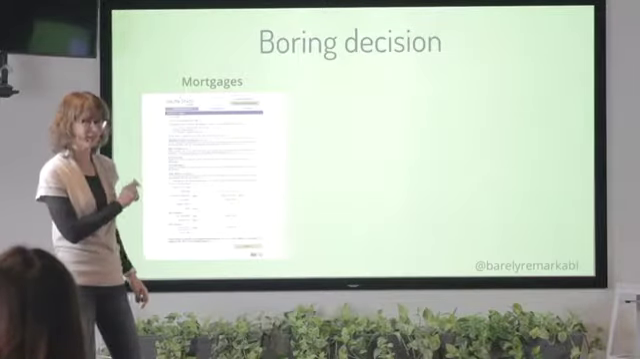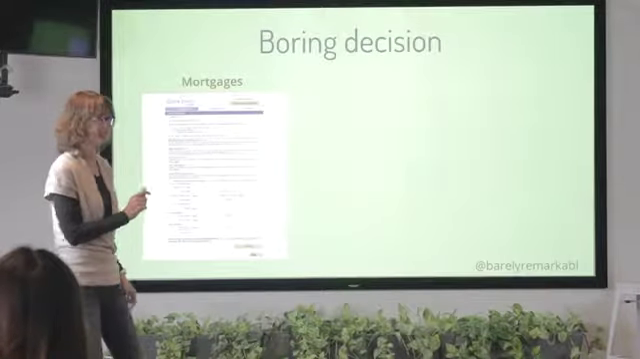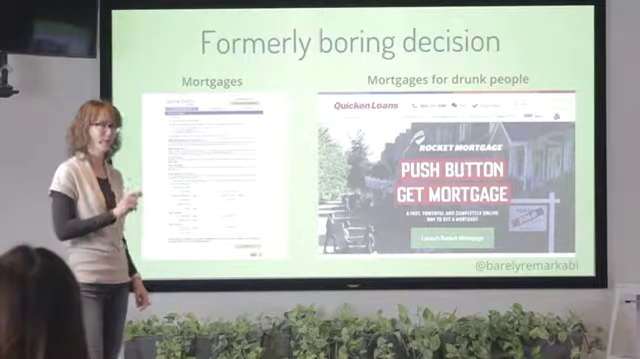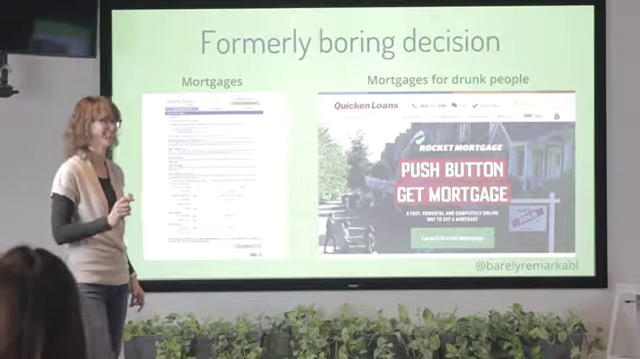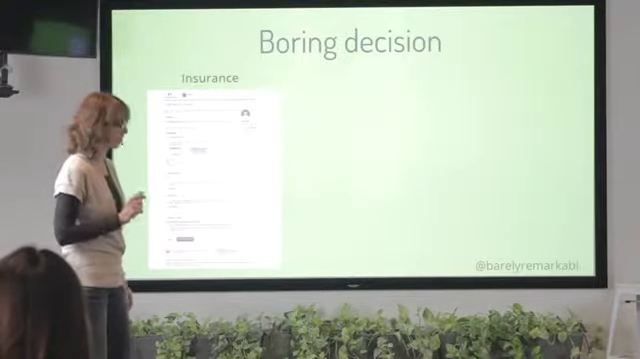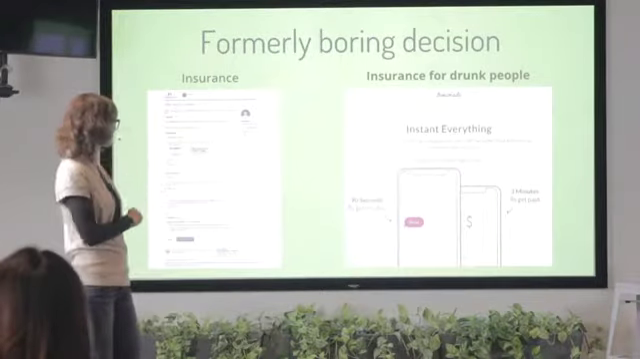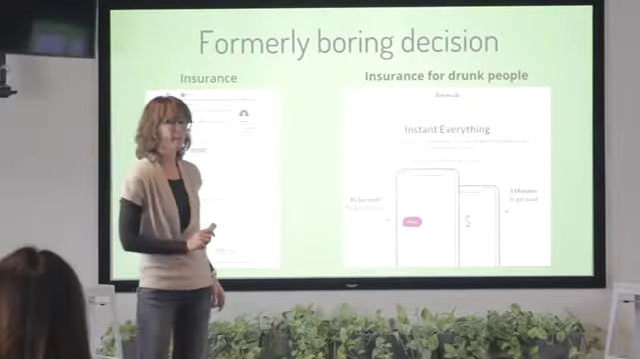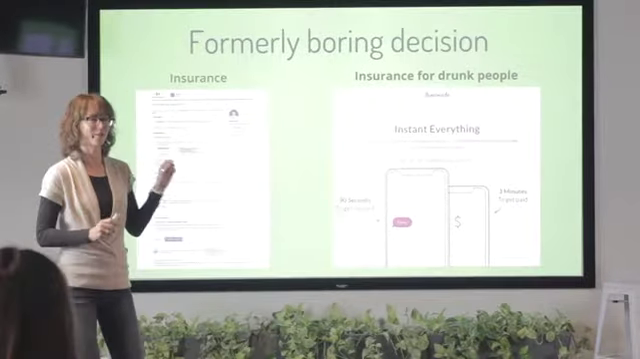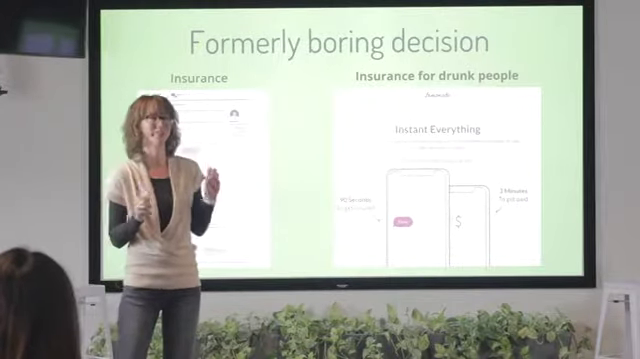They do not make decisions about mortgages. Until now. Push button, get mortgage. Drunks are not interested in insurance. Until Lemonade. 90 seconds to get insured, 3 minutes to get paid, and you get to work with a charming artificial chatbot.